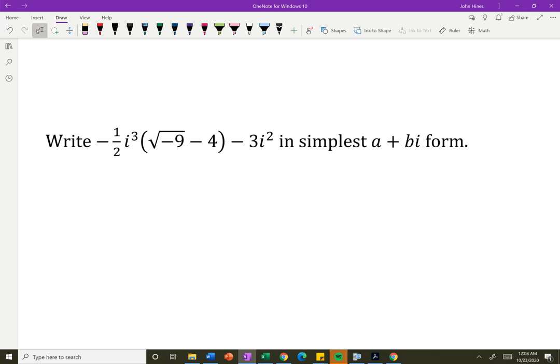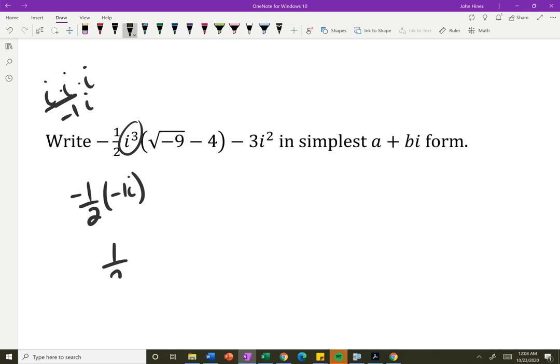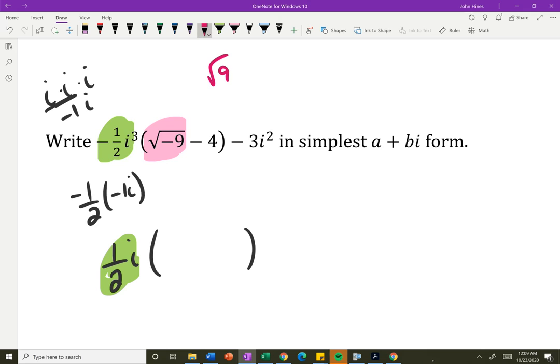All right, well, there's a ton of stuff going on here. First of all, i to the third. i times i times i, those become a negative 1. So I have negative 1/2 times negative 1i really becomes positive 1/2 i. That's what this first piece becomes. I saw i to the third, so I clean that up. Then I've got the square root of negative 9, which I know the square root of 9 is 3, so this is just going to be 3i minus 4. But then I see another i squared term here, but I know how to handle that. I'm going to do a sign change, so plus 3.